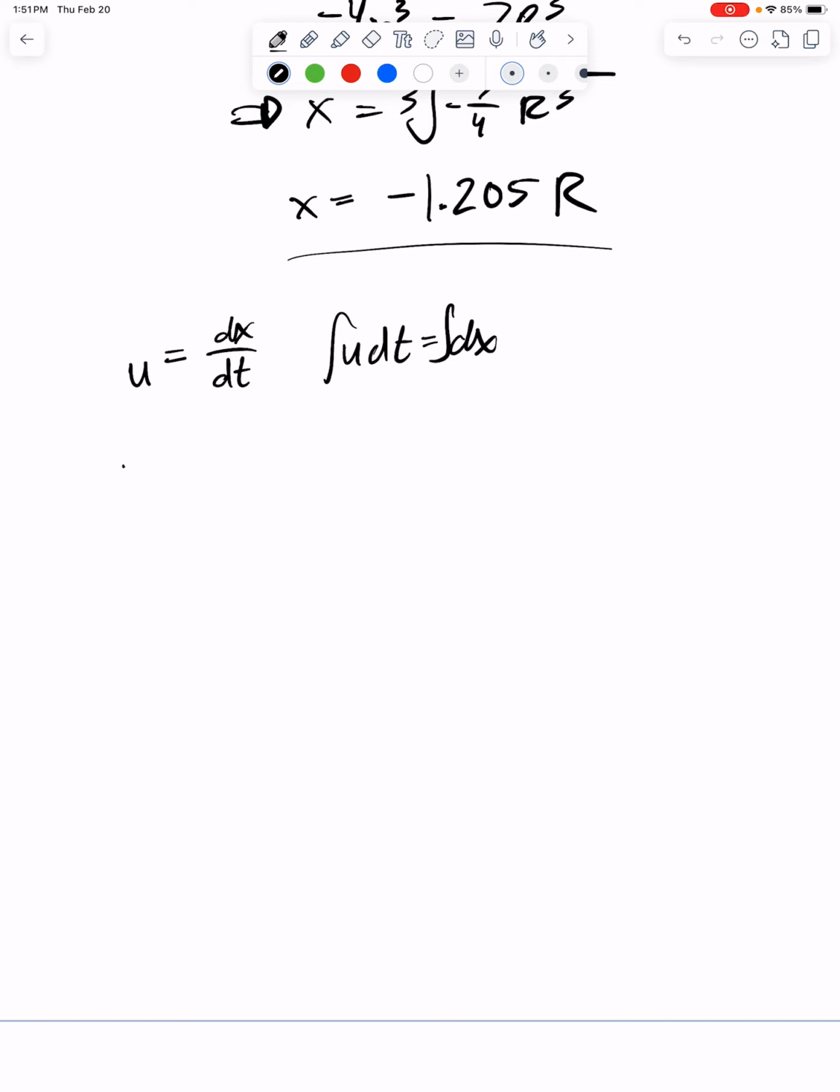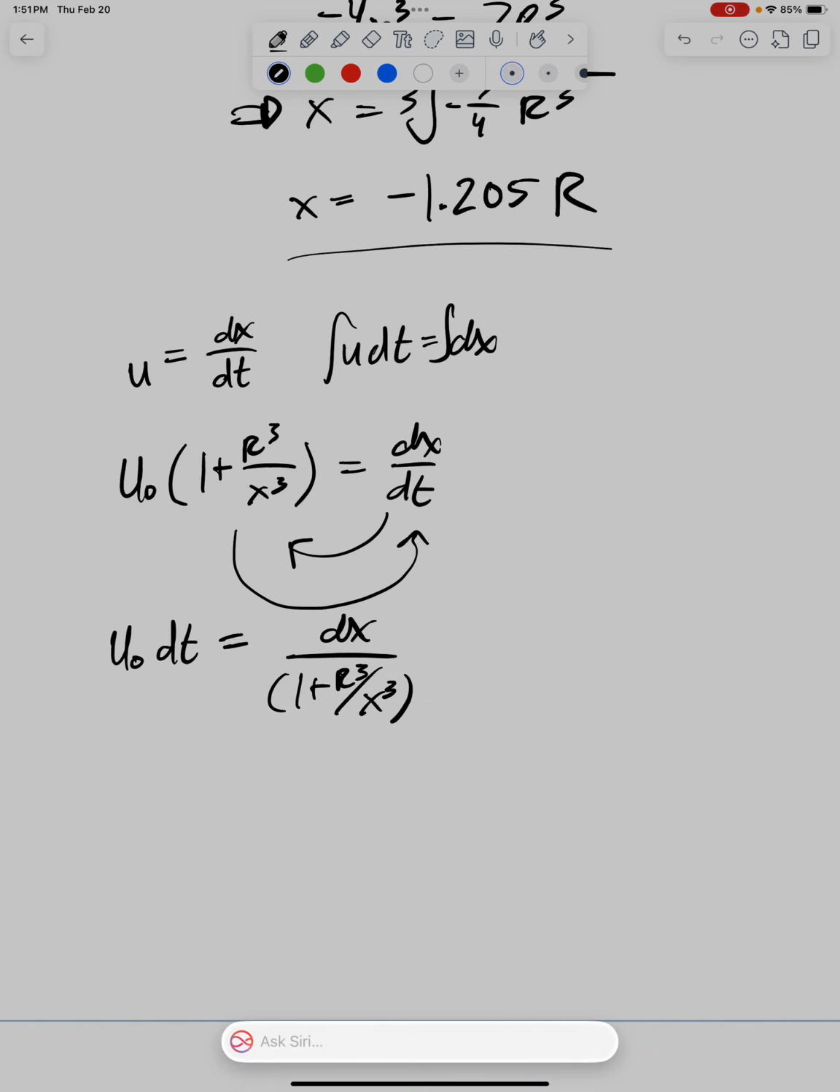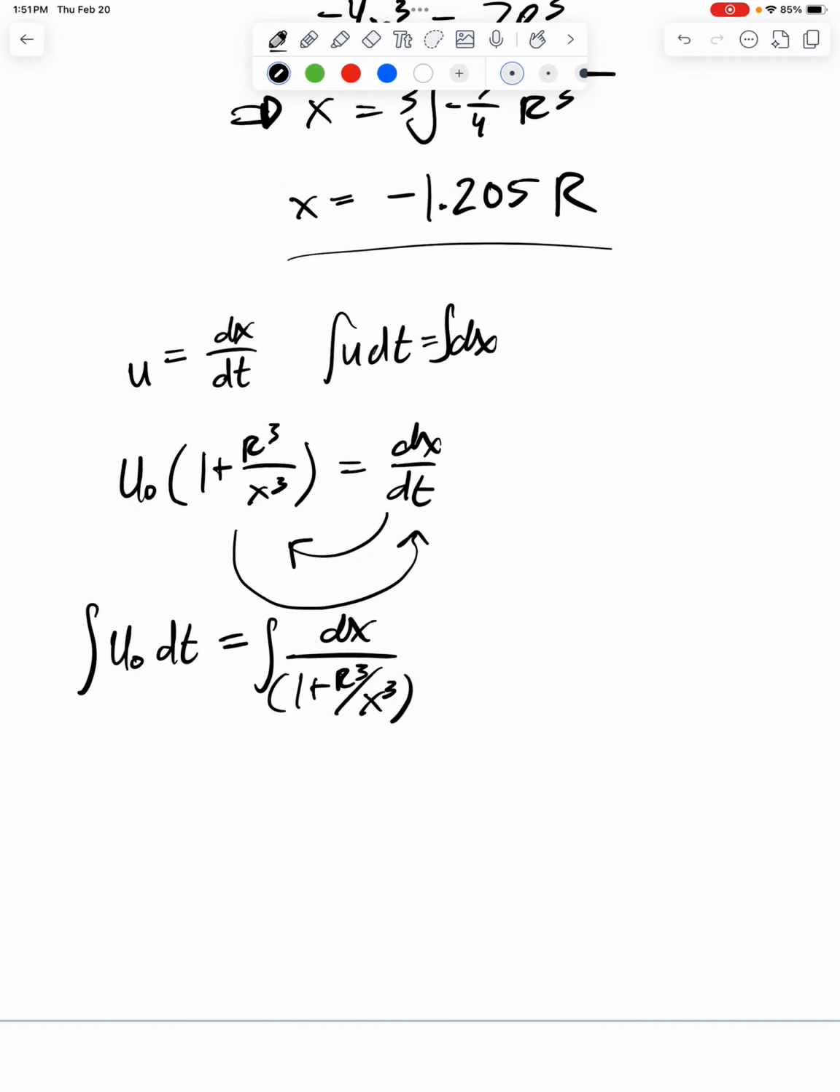So in our case, u is u naught times 1 plus r to the power of 3 over x to the power of 3, equal to dx over dt. With separation of variables, I'm going to move my dt over and move any x terms to the x side. So I get u naught dt equal to dx over 1 plus r to the power of 3 divided by x to the power of 3. I'm going to integrate both sides.